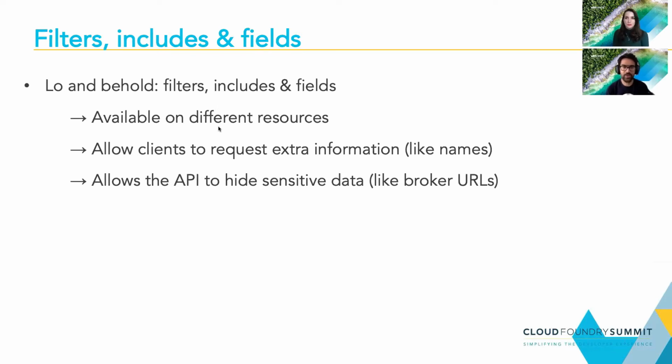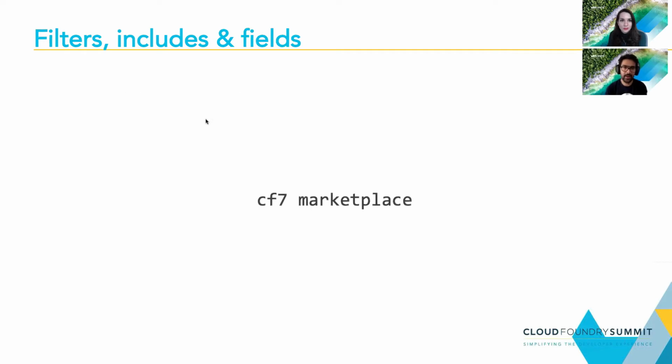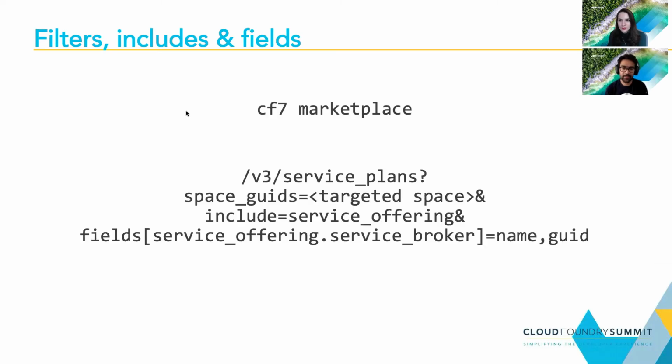So what V3 introduced is this concept of filters, includes, and fields, which allow clients to change what the response will look like. For example, you can add extra information or remove information, and it also allows the API to hide some of the sensitive data when appropriate. The way we use that in CF7 Marketplace is by sending a combination of filters, includes, and fields in a single request to get all of the information that the client needs.